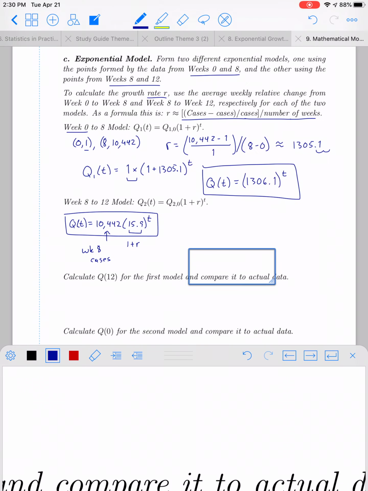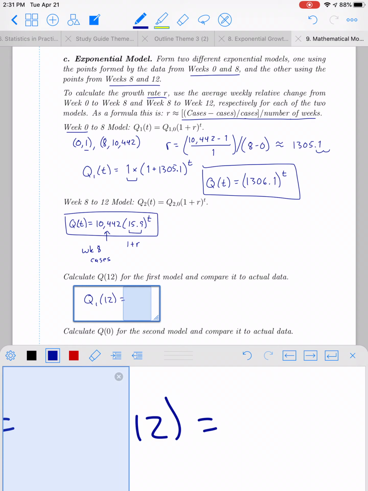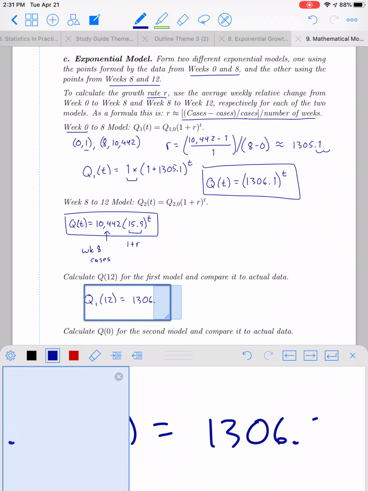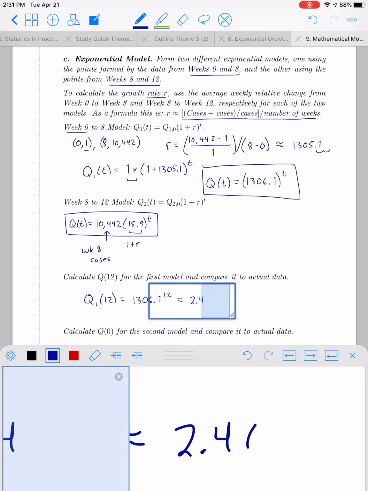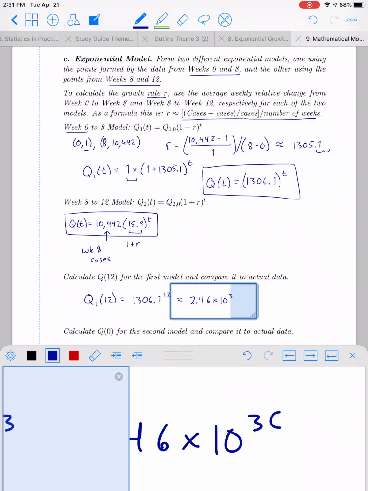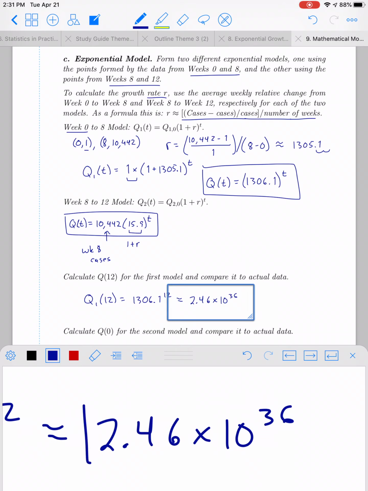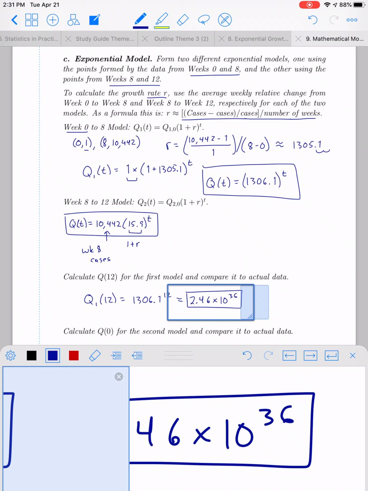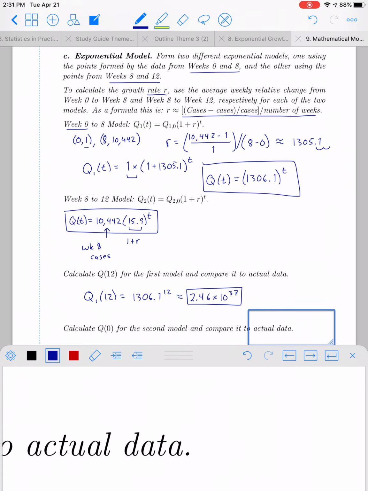Okay, so let's compare some calculations from each of these models. What's Q of 12 for model 1? So model 1, Q of 12, that's 1306.1 to the 12th power, and this ends up being somewhat astronomical. This is something like 2.46 times 10 to the 37th. So 10 to the 9th is a billion. There are only about 7 or 8 billion people on the planet, or maybe at most 9 billion. I'm forgetting offhand at the moment. This number is way too large.